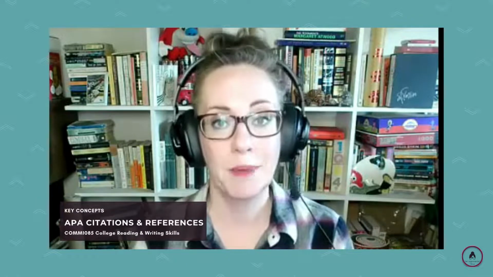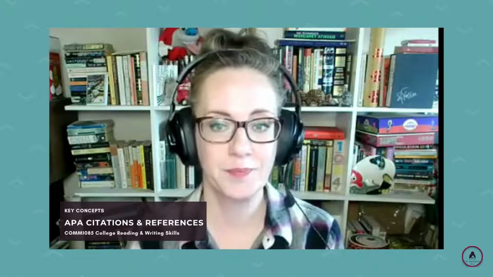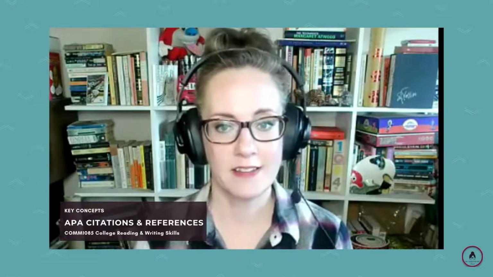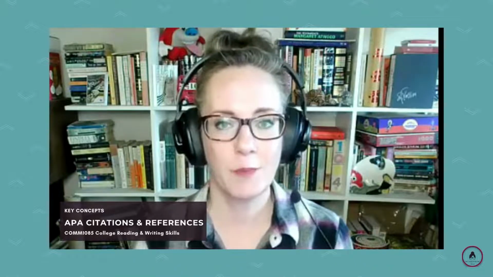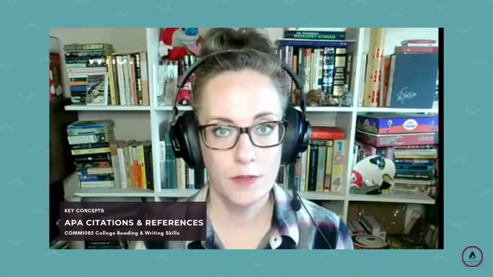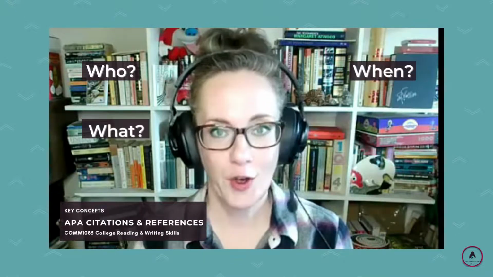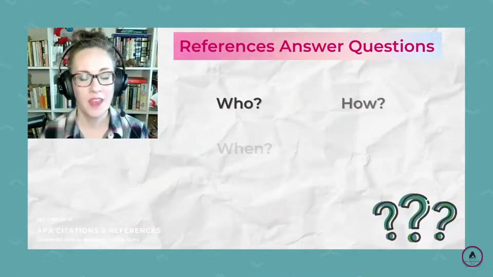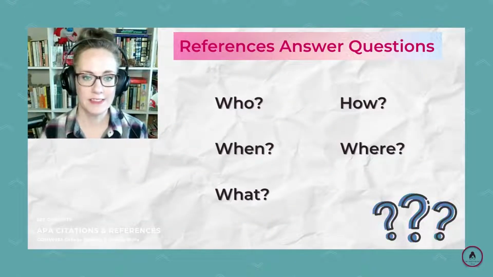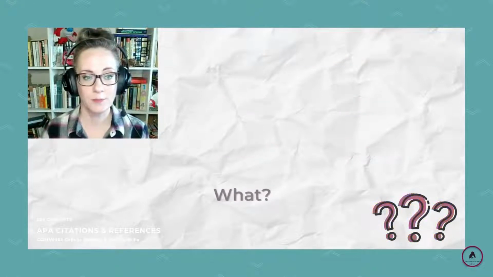Since the citation needs to lead the reader to the reference, begin with the reference. References provide the audience with all the information necessary for locating the original source of the information used in your writing. Regardless of the source type, all references answer the same questions: who, when, what, how, and where. So, when building your references, answer each of these questions.